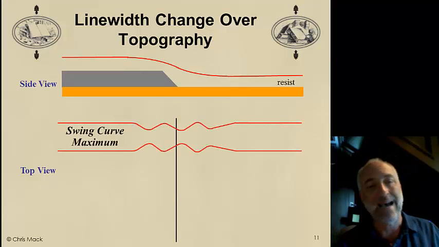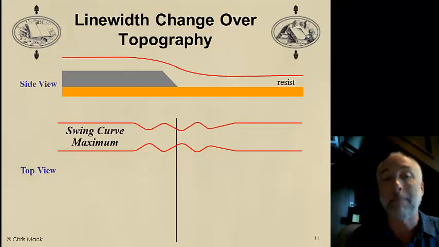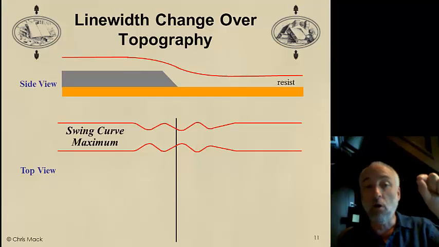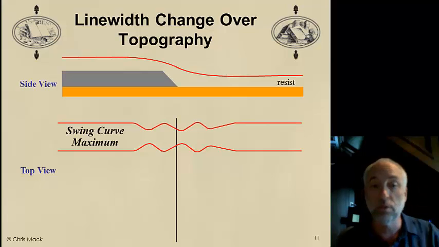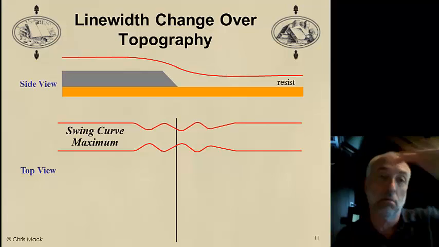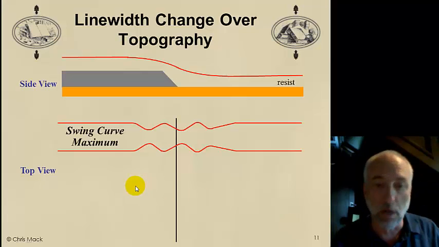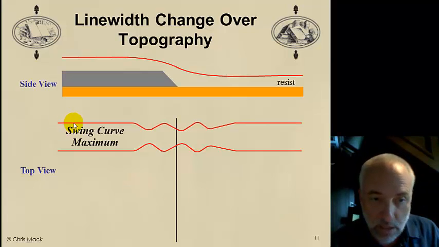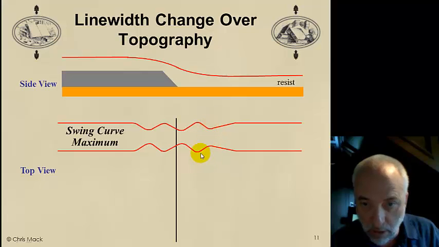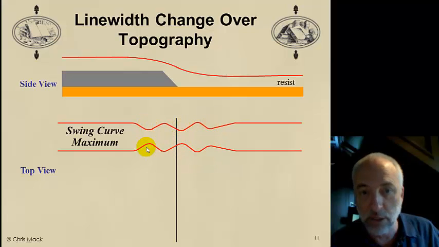Suppose I pick the nominal resist thickness to be a maximum of the swing curve. What that means is all variations in line width will produce lines that are smaller because I'm at the peak. All thickness variations make the line width smaller. So if I pick a resist thickness at the swing curve maximum, as soon as I start going over the step, the line width shrinks, and it shrinks, and it shrinks. So I have all these notches in the lines that make them smaller.